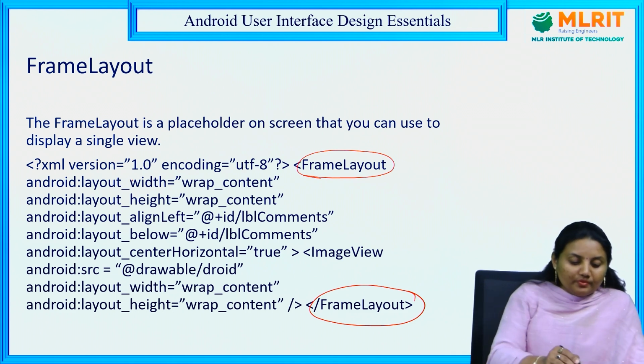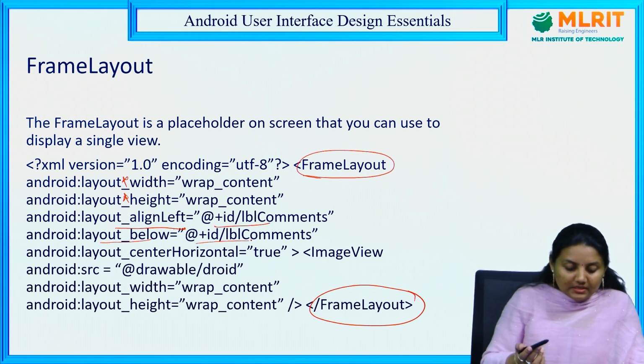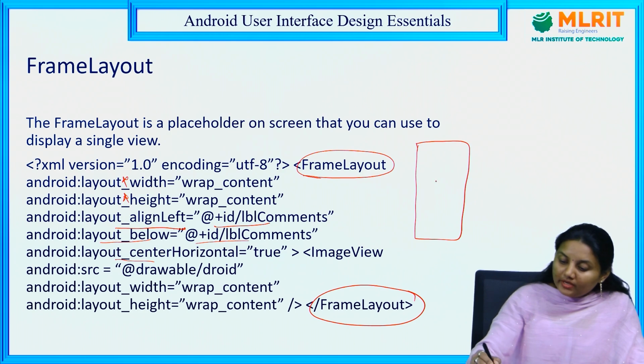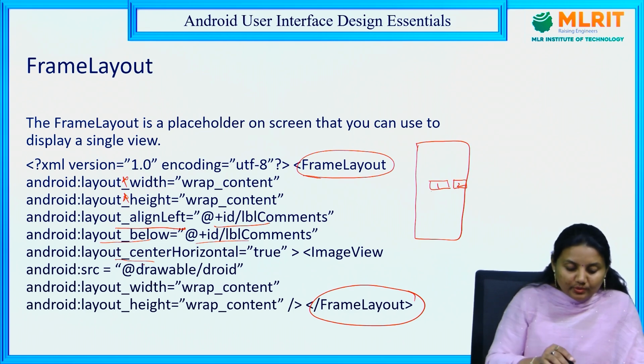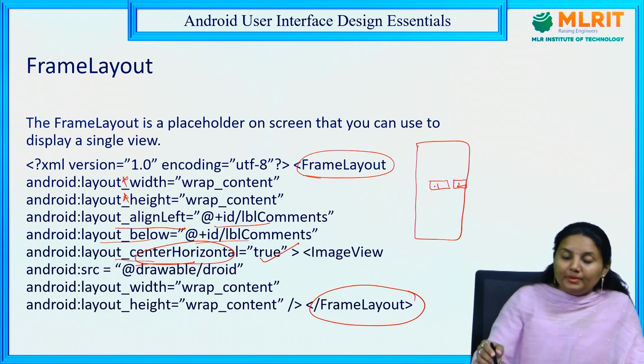Okay. So width, again width, height, align left. So layout underscore align left will align to the left of what? Its ID we have given, layout below, its ID, and layout center horizontal. Center horizontal means whenever you have a layout like this, if you want to get it at the center and align it horizontally, then you will give it like this. For this we are using center horizontal. We are making it true. If it is false, it won't be at the center.